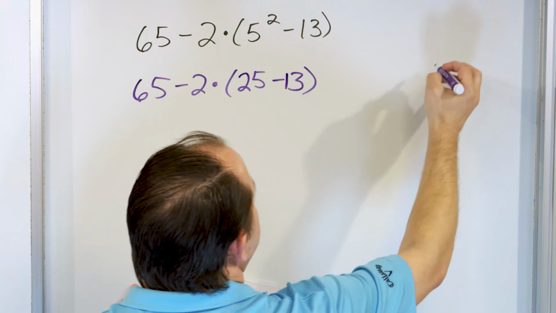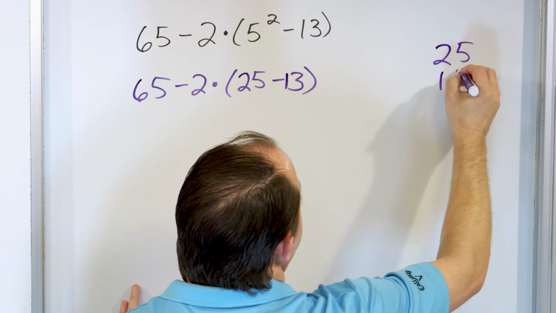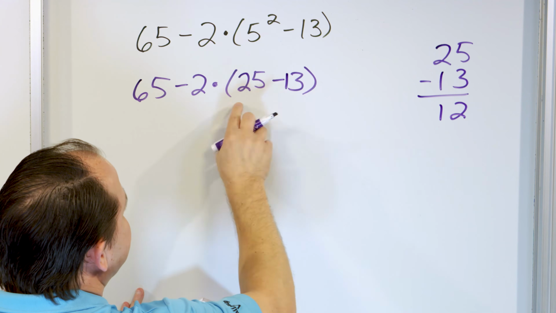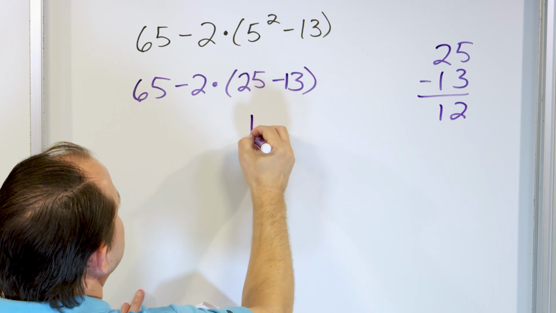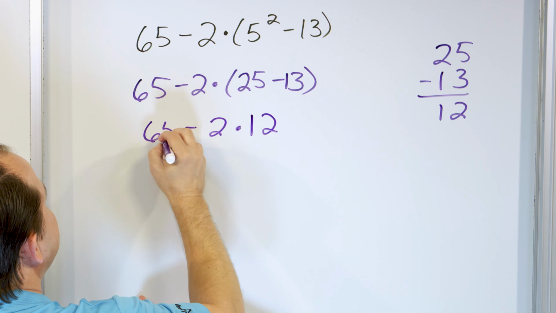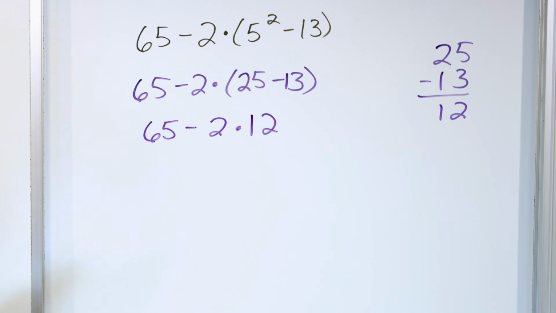Now, what is 25 minus 13? 25, 13. You get a 2 right here and a 1 right here. So inside of this parentheses, we must do this, which gives us a 12. We still have to multiply by the 2. We still have that 65 with the minus sign out front.